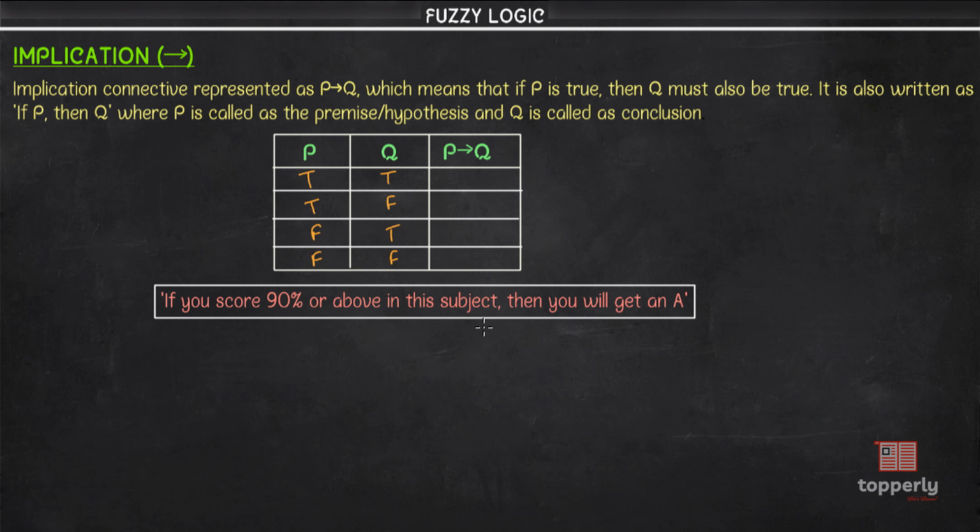Now let's consider the first condition. Over here, suppose you score 95% in the class, and your final grade is A. Then the promise was kept, and hence we can consider the overall statement as true.